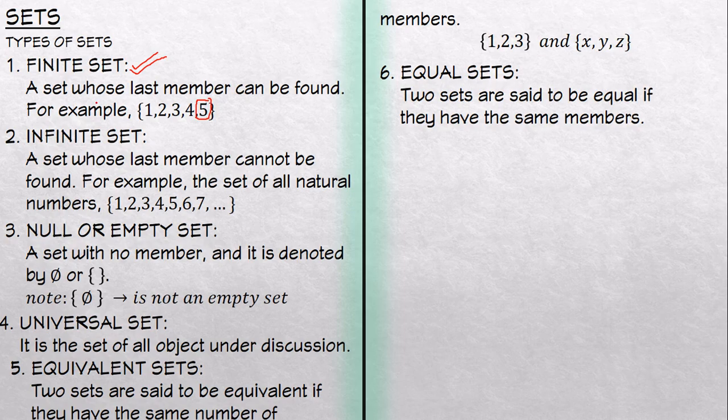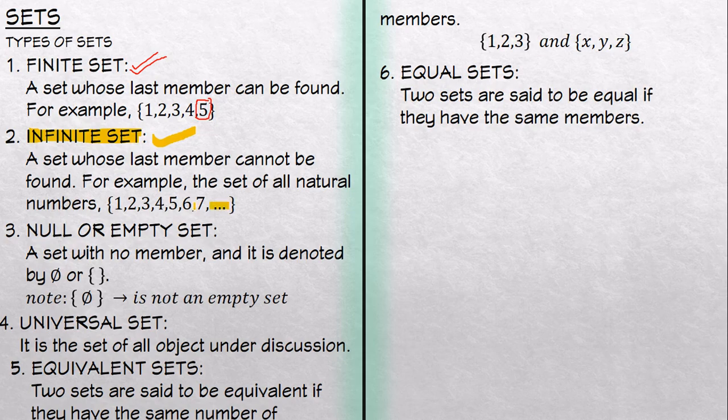Then when we talk of an infinite set, it is a set whose last member or last element is not known. So we don't know what the last element will be. In other words, we cannot tell the cardinality of this set because we don't know the number of elements in there.